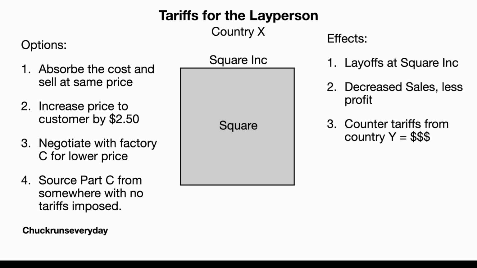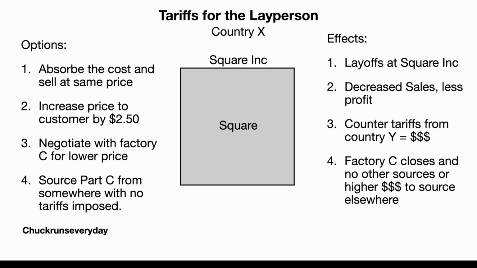They're basically telling country X that, yeah, your company, Square Inc., you need our part, but we're going to add an extra tariff on there, so we also get money. Factory C could end up closing because now, well, country X and Square Inc. are not buying from them anymore, so what they're producing does not sell. They can't find any other source, so basically they might end up shutting their doors.